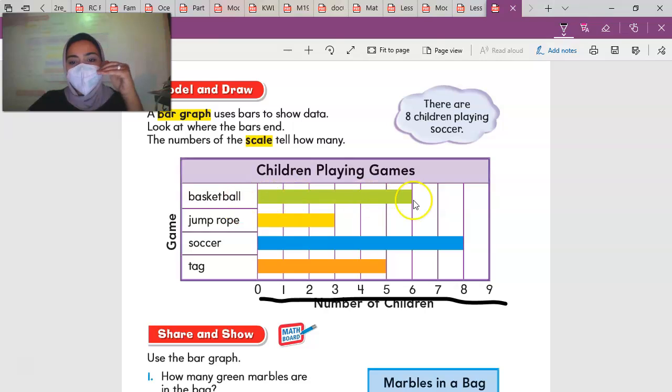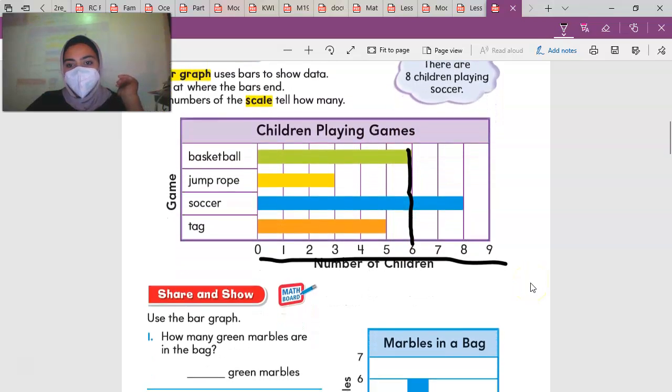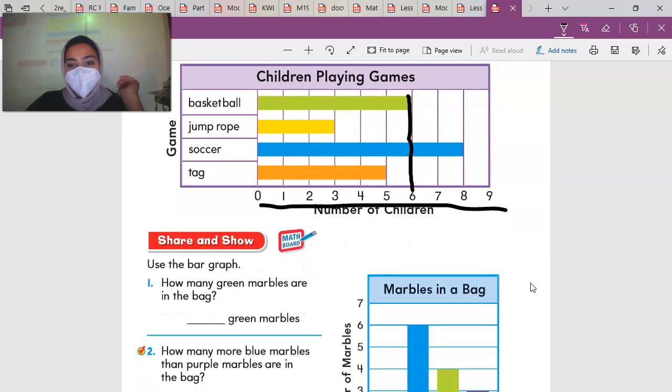So if we look at basketball, this is a bar graph. The bar graph stops here for basketball. It stops on this line. If I trace this line from the basketball bar all the way to the bottom, I can see how many kids are playing basketball. How many? Guys, if this is basketball, I'm going to follow the bar all the way to the end, and then I'm going to trace the line from the top to the bottom, and I can see that basketball is 6. 6 kids are playing basketball.